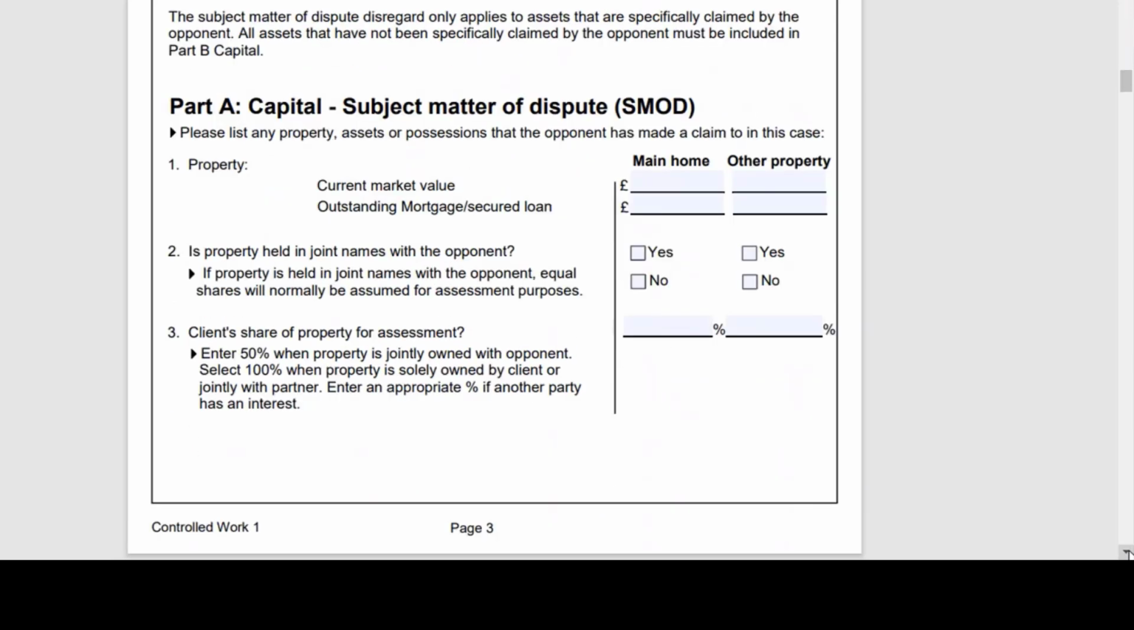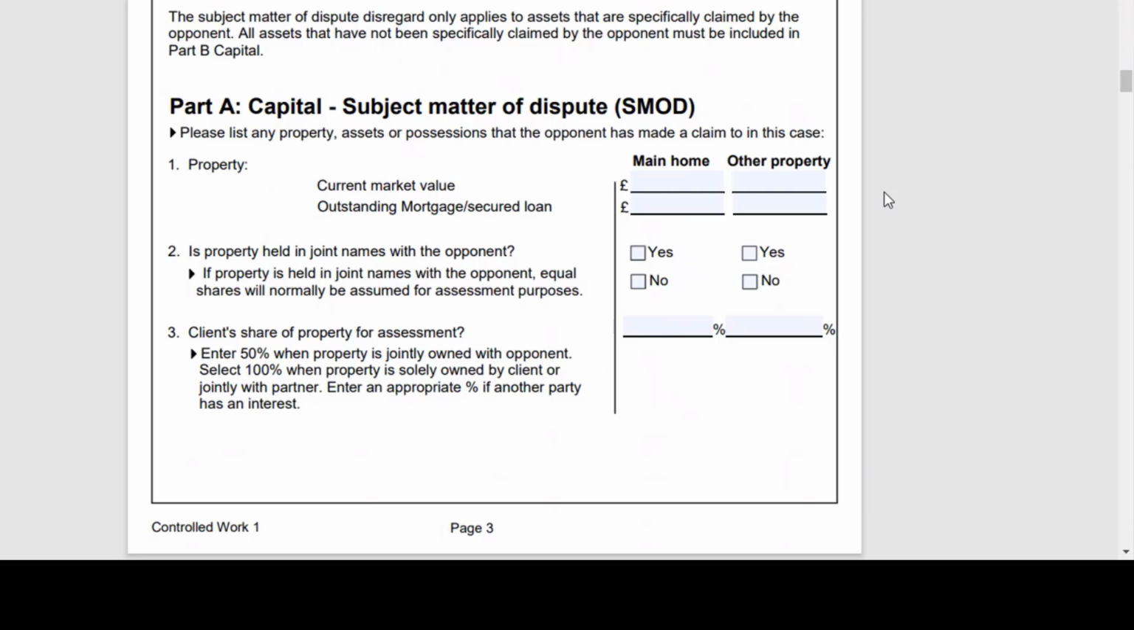So looking at Part A, this is where you're giving us the details of the subject matter of dispute. So this is any property, assets or possessions that the opponent has made a claim to in the case. If it relates to property, then we're asking you to give us an estimate of the current market value of the property, along with the details of the outstanding mortgage or secured loan. The client may have more than one property, in which case the main home is detailed on the left and the values relating to the other property are on the right.